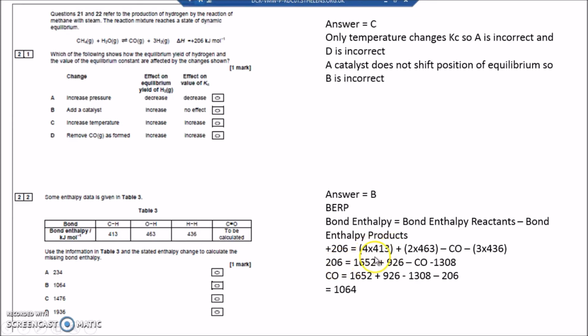That's the product of these here, plus 926, which is this one, minus the bond enthalpy of carbon monoxide, which I don't know, minus 3 times 436, which is minus 1308. I'll take these, 206, actually I'll take the minus carbon monoxide to this side, so it ends up as a plus. So the minus CO bond enthalpy will come over here and end up as a plus. 1652 plus 926 minus 1308, and my 206 comes over this side and ends up as a minus, so it's 1064. So your answer is B.